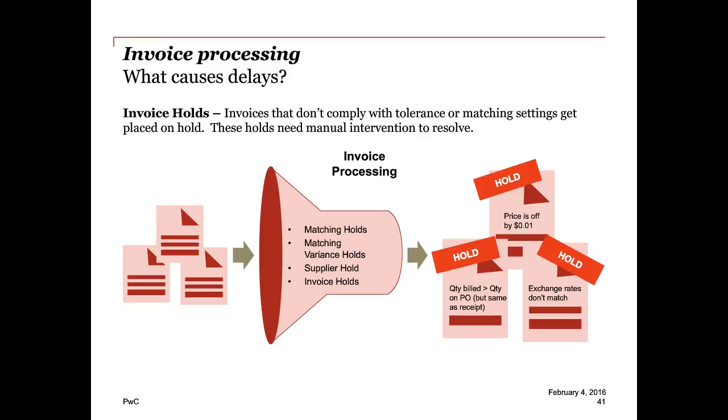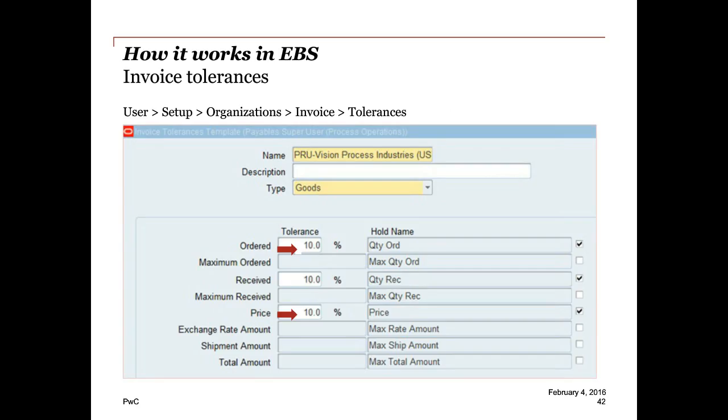Okay. So again, if you've not seen these settings in your system, they're as simple as the screenshot on this slide. Things like quantity ordered, quantity received tolerances, and price tolerances are, in this case, from our sandbox, set to a 10% tolerance, meaning that unless the difference is within that 10% range, it will go on hold. So if the price amount is 11%, it's going on hold. Obviously, if it's only a 5% difference, the invoice will continue to process.